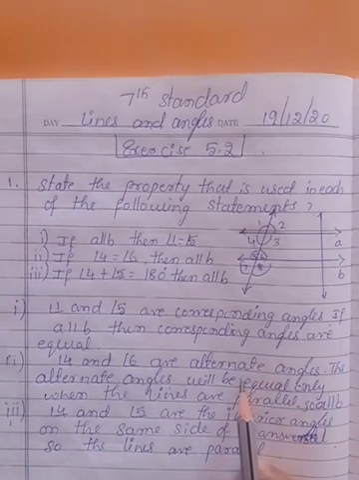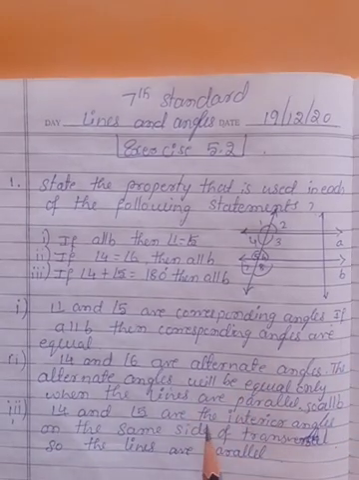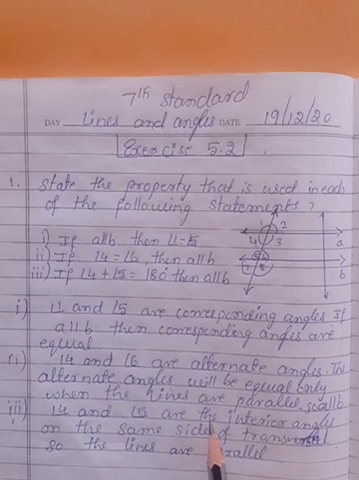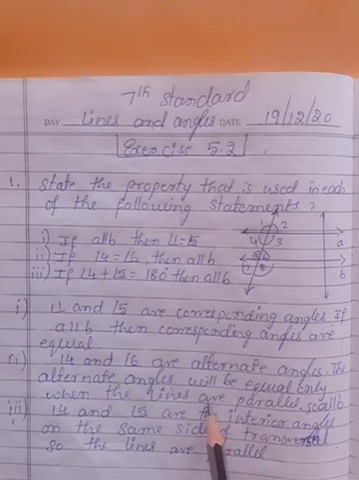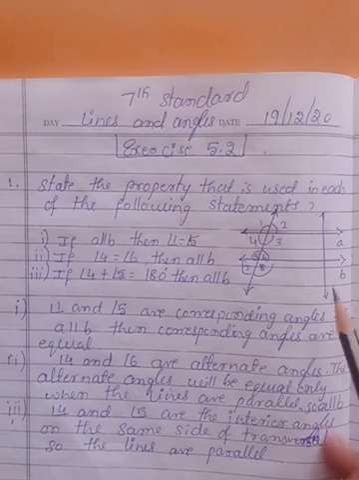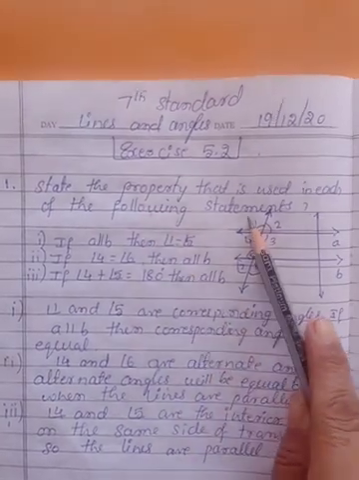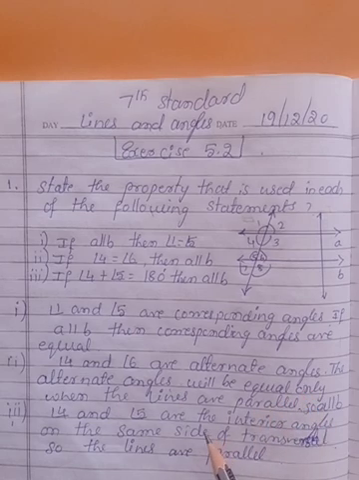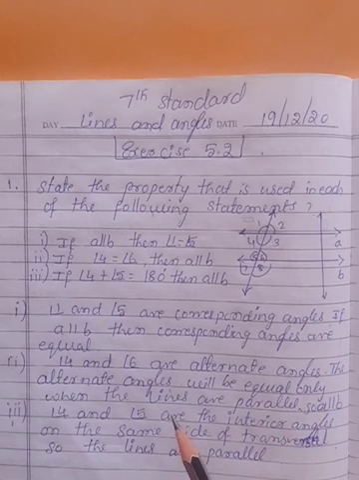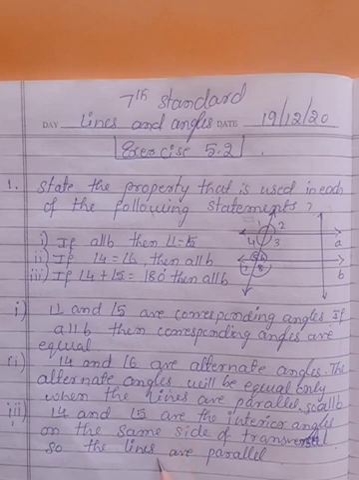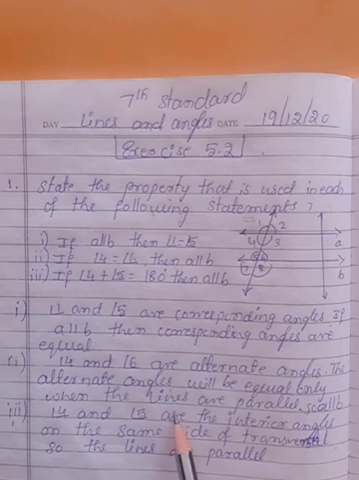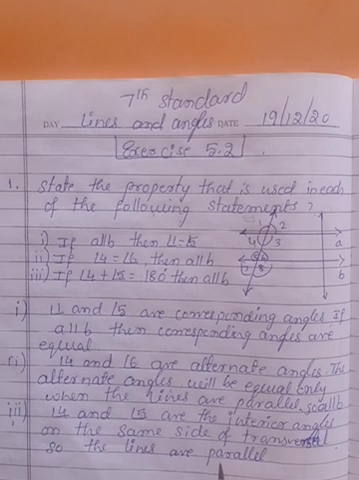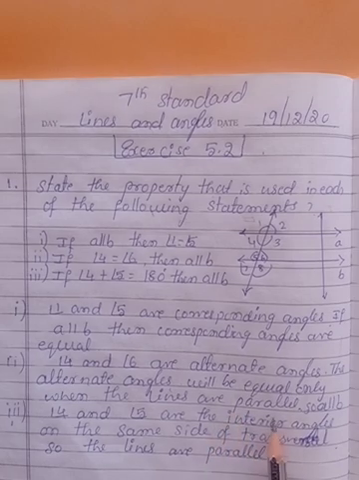Good morning. Today we will discuss exercise 5.2 of lines and angles. So it is the last exercise. In the first question, state the property that is used in each of the following statements. These problems are based on the last class, where we talked about a transversal and parallel lines. When two lines are cut by a transversal, different types of angles are formed. Depending on that, we have to solve these problems, children.